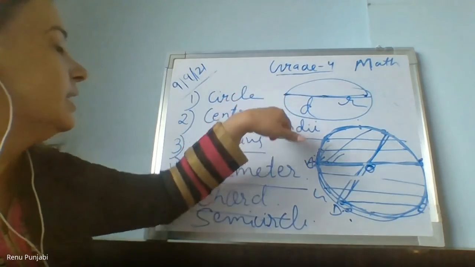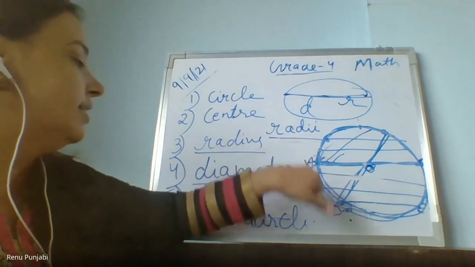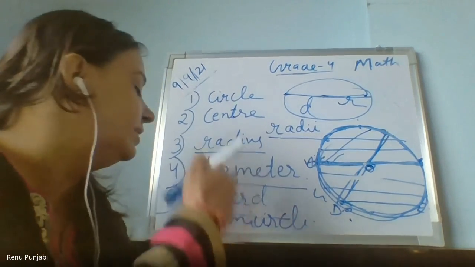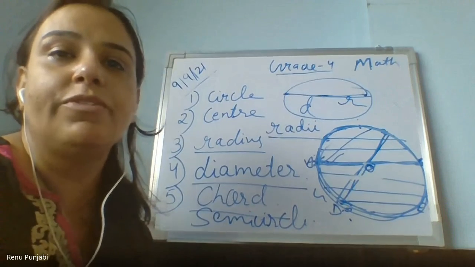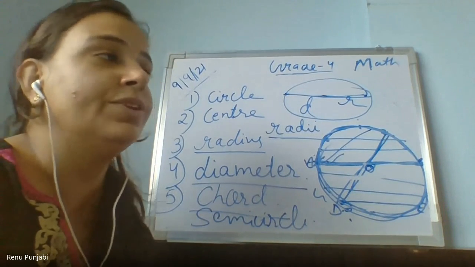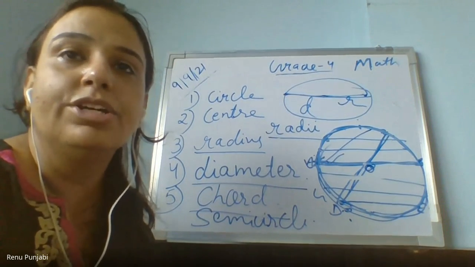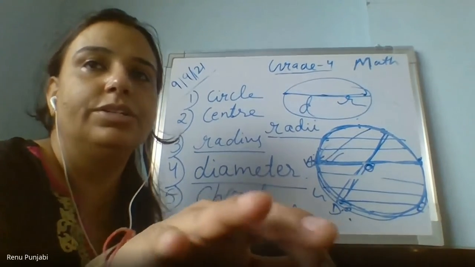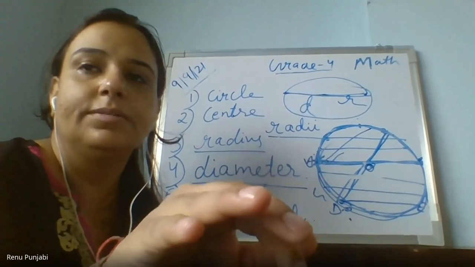So circle is clear: center, radius, radii, diameter, chord, semicircle, circumference. These are the 6 to 7 pointers we have covered. I will ask you all in the next class. Okay, students? Ma'am, the boundary of the circle is called the circumference of the circle. Okay, ma'am. Thank you, students. Bye, ma'am. Bye bye.